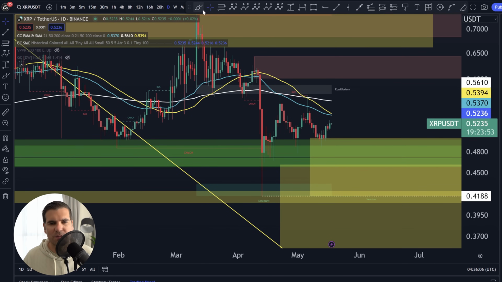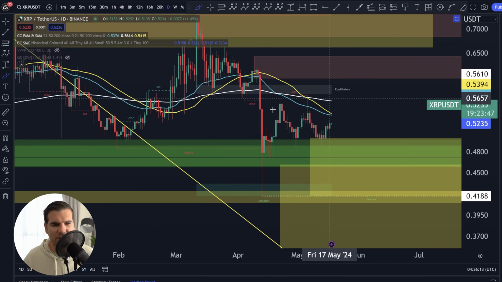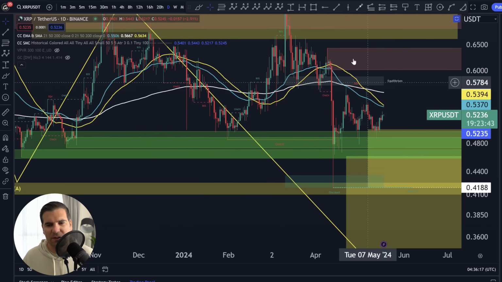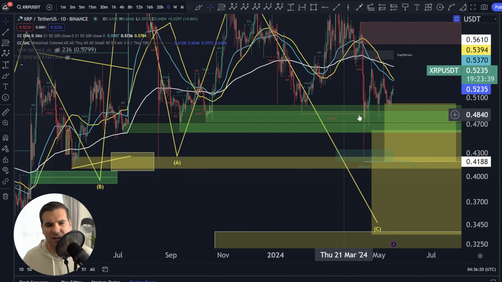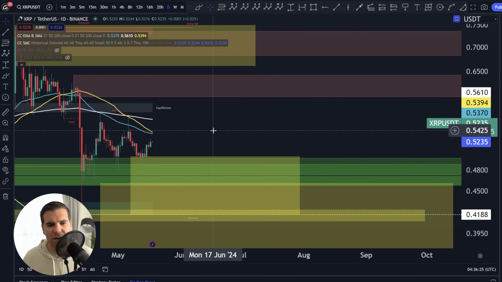You can also see that we have equilibrium higher than the 200-day EMA, and that's going to be major resistance from a smart money concepts point of view. We filled out the fair value gaps on this relief rally to the upside, so again we're looking for the next fair value gaps on the way to the downside as we have these lower targets for XRP.